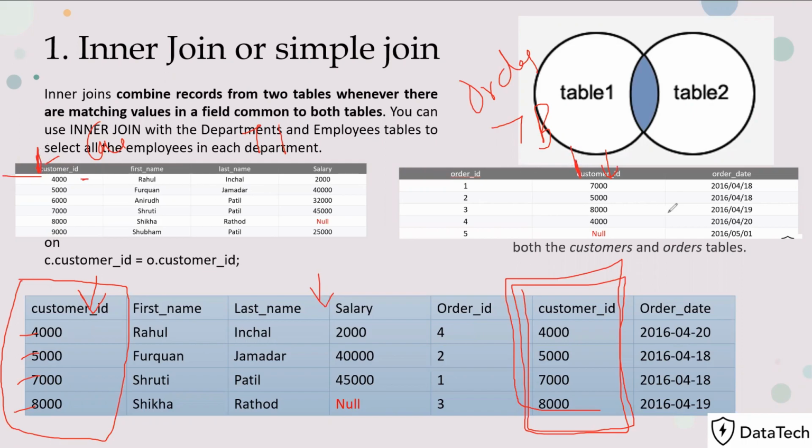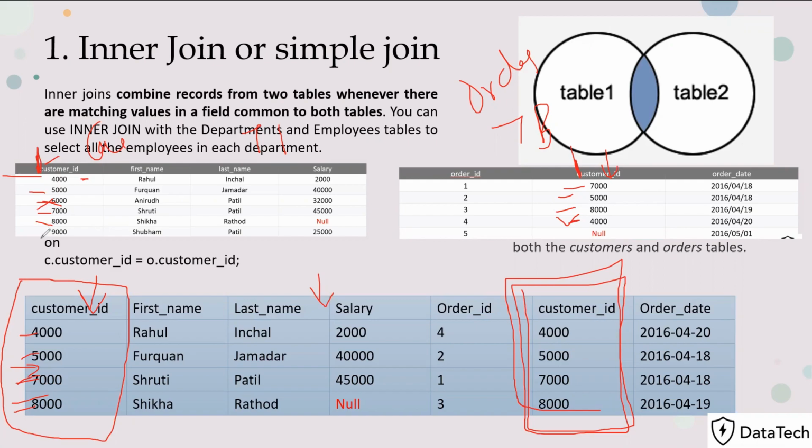So 4,000 is there. Yes, 4,000 is there. 5,000 is there. Yes, 5,000 is there. 6,000 is there? No, it is not there. So 6,000 is not included here, right? So 7,000, let's see. Yes, 7,000 is there, included. 8,000 is there. So 8,000 has been included.